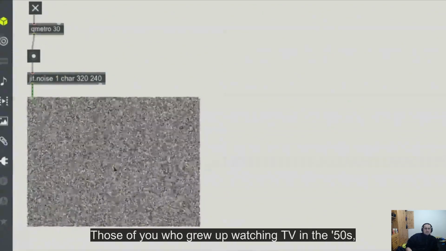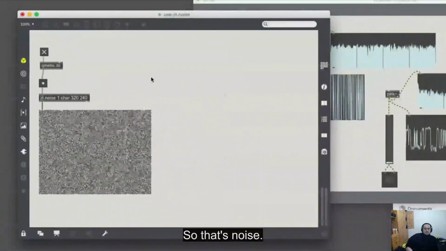So those of you that grew up watching TV in the 50s, if you didn't have a signal, you would see this black and white noise right here. So that's noise. That's noise in Jitter.